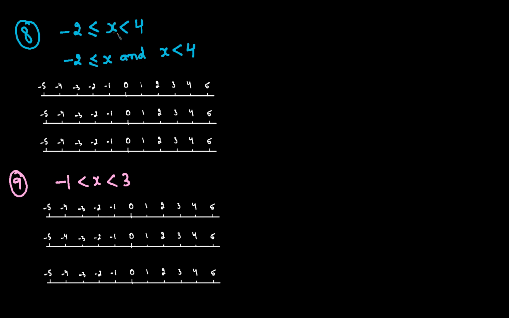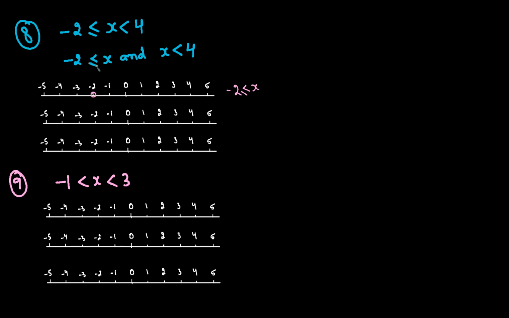So x is greater than or equal to -2 but less than 4, or can be written as x is greater than or equal to -2 and x is less than 4. So let's do it piece by piece. So let's write x greater than or equal to -2. Okay, so where is my -2? -2 is here.